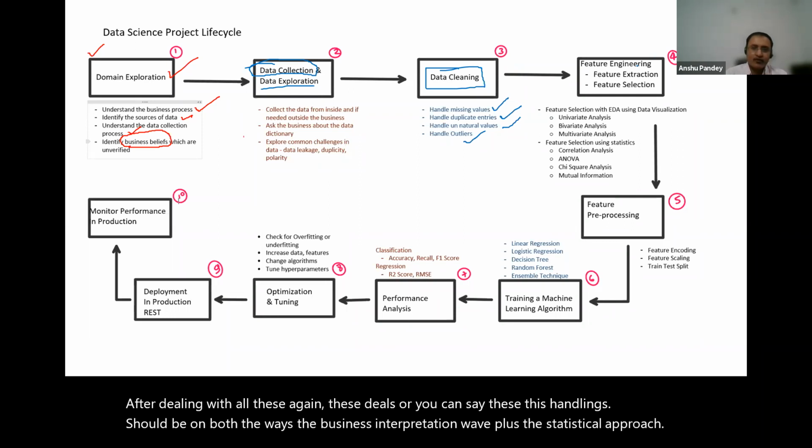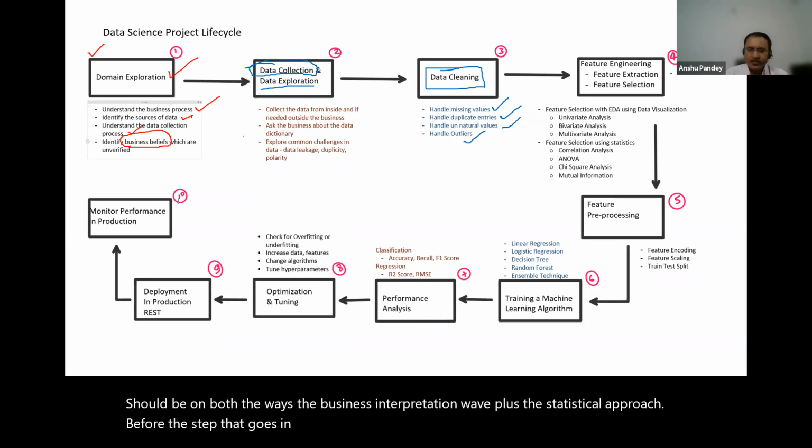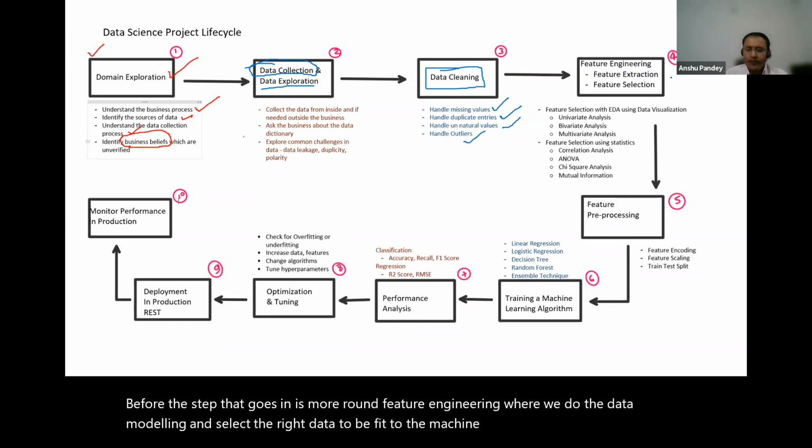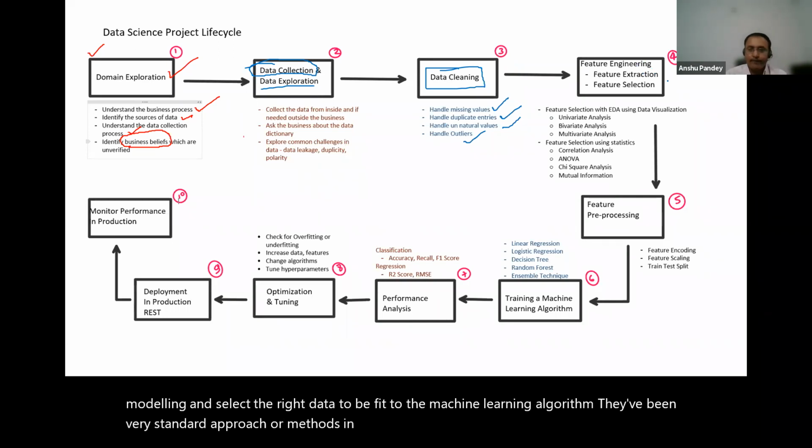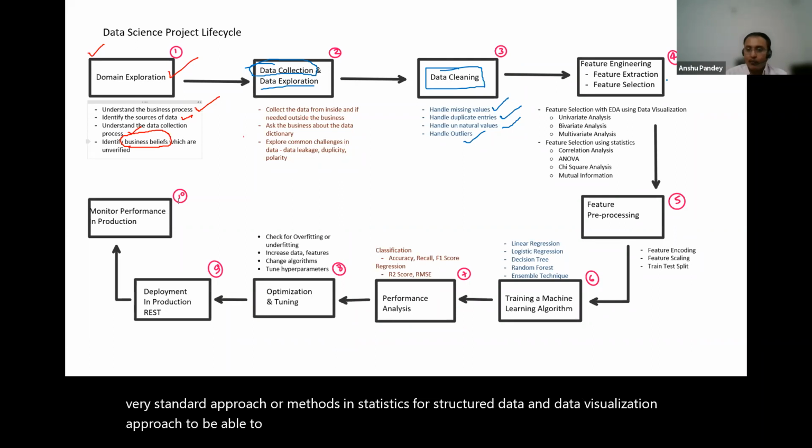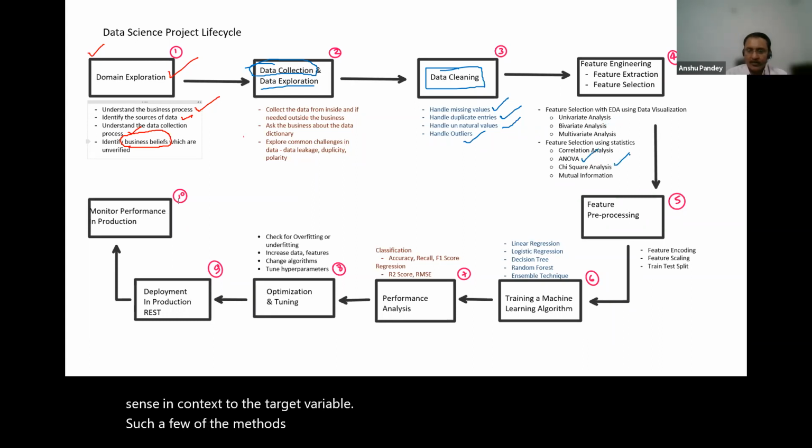The further step that goes in is more around feature engineering, where we do the data modeling and select the right data to be fed to the machine learning algorithm. There have been very standard approaches or methods in statistics for structured data and data visualization approaches to be able to identify which attributes are more relevant and are making sense in context to the target variable. So a few of the methods listed here could be ANOVA, chi-square test, mutual information, correlation analysis.